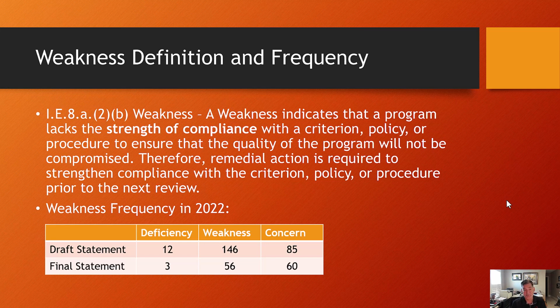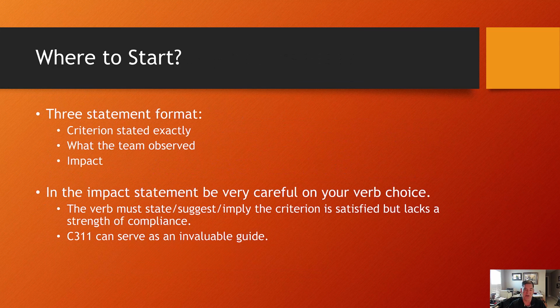And if you look back to 2022 and the mix of deficiencies, weaknesses, and concerns, you'll see that in writing the draft statement, it's the dominant finding. And by the time we get to the final statement, it's not dominant, it comes in second place. It's giving concern a run for its money. So it's very, very common, and that's why this video is kind of important. You pay attention to it and learn how to write a weakness that shows a lack of strength of compliance.